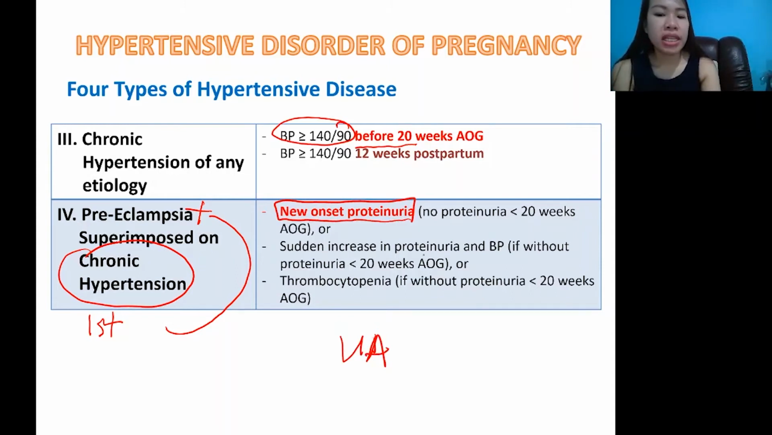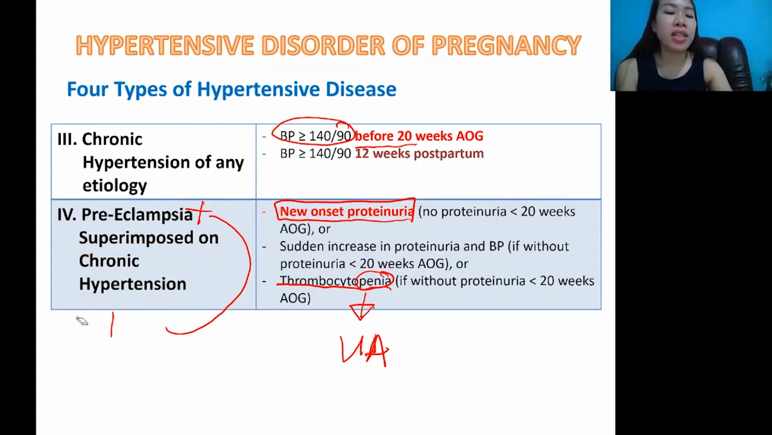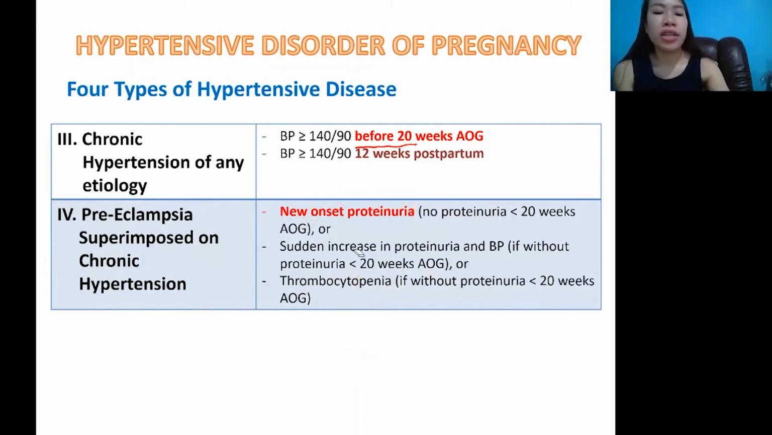So, sudden increase in proteinuria and blood pressure, or if without proteinuria, less than 20 weeks age of gestation, or thrombocytopenia. No? Ang ibig sabihin nito, penia means decrease, thrombocyte means platelet. Biglang bumaba ang platelet niya. Wala nga siyang proteinuria, pero biglang bumaba ang platelet niya. Anong tawag natin dyan? Preeclampsia superimposed on chronic hypertension. So take note, class, there are 4 types of hypertensive disease.